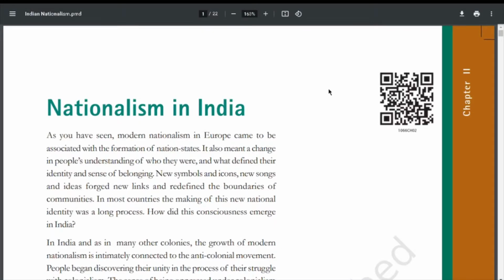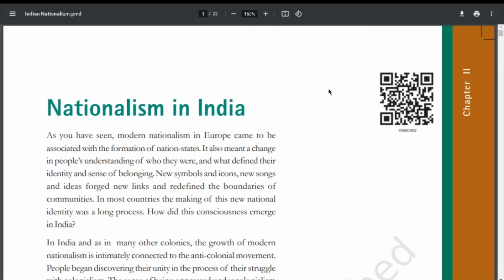Nationalism in India. As you have seen, modern nationalism in Europe came to be associated with the formation of nation-states. It also meant a change in people's understanding of who they were and what defined their identity and sense of belonging. New symbols and icons, new songs and ideas forged new links and redefined the boundaries of communities.